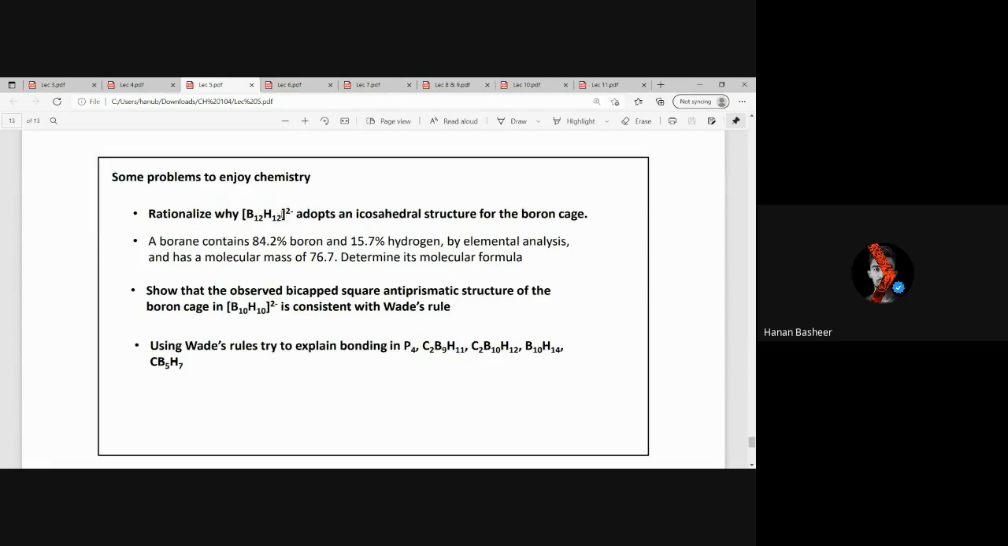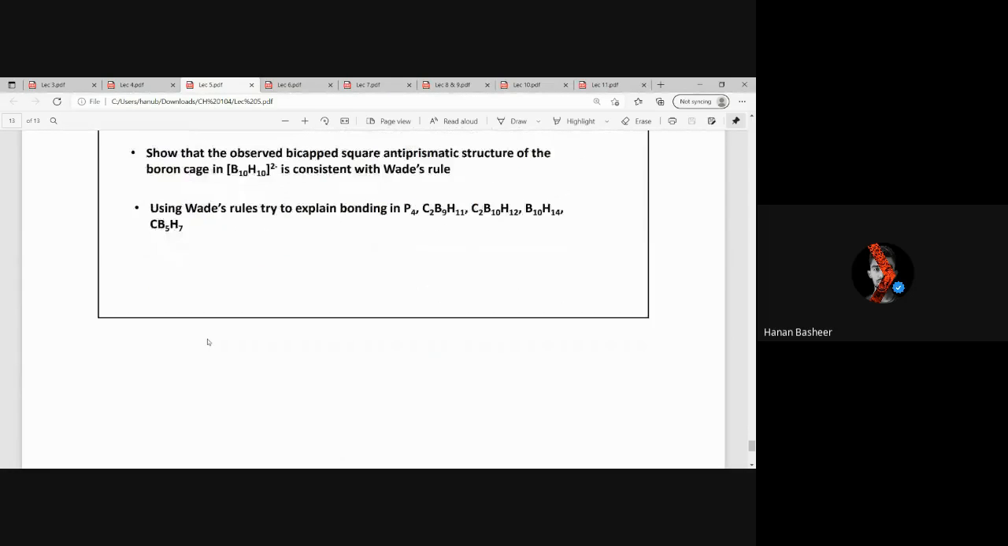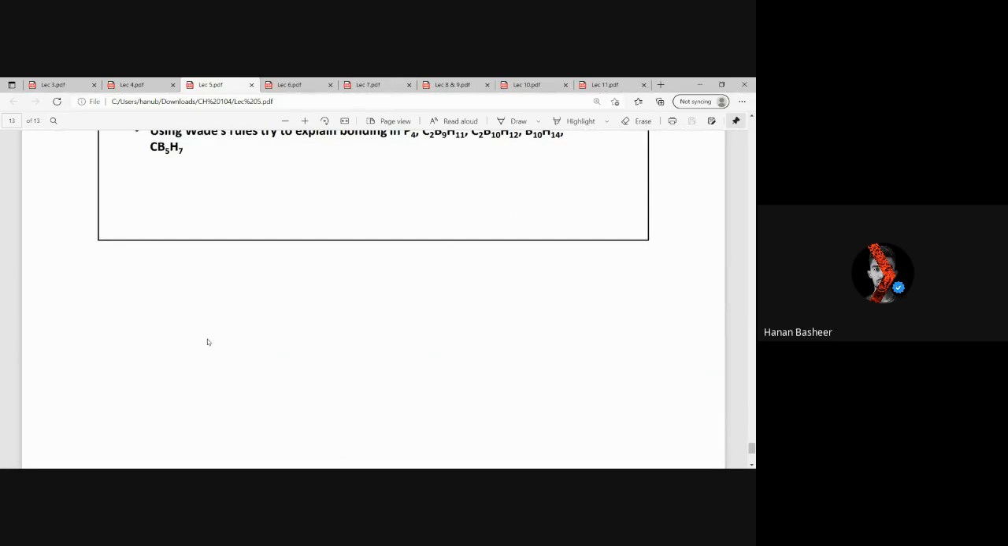So why does B12H12²⁻ show an icosahedral structure? We can use Wade's rule to find it. A boron hydride contains a certain percentage of boron and hydrogen. So we can find the percentage composition and then use elemental analysis to find the molecular formula. Then why do we observe the bicapped square antiprismatic structure for B10H10²⁻? So again, Wade's rule comes in here, and using Wade's rule, we will find the bonding in these compounds. So from there, we end our lecture 5. Thanks for watching.